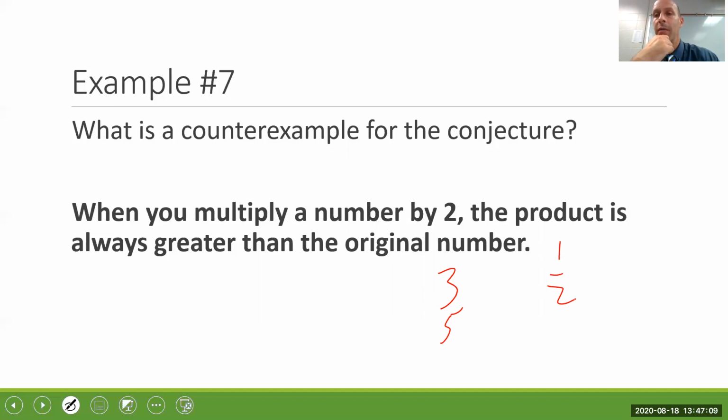Can you think of any numbers where that's not true? Well, an easy counterexample is 0. If you take 0 and then you multiply that by 2, you get 0. Is 0 greater than the original number? Nope. So 0 is a decent counterexample to this problem. And there are others. Can you think of any other numbers that would produce a counterexample?